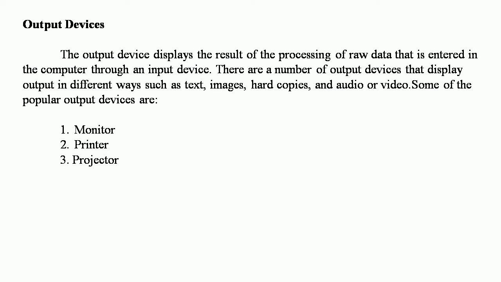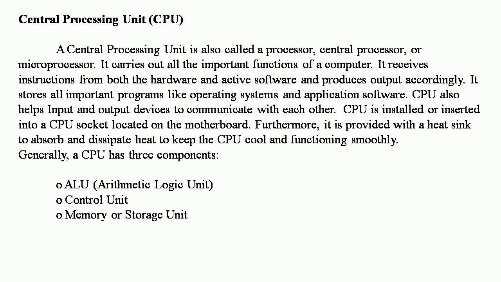Output devices. The output device displays the result of the processing of raw data that is entered in the computer through an input device. There are a number of output devices that display output in different ways, such as text, images, hard copies, and audio or video. Some of the popular output devices are monitor, printer, and projector.